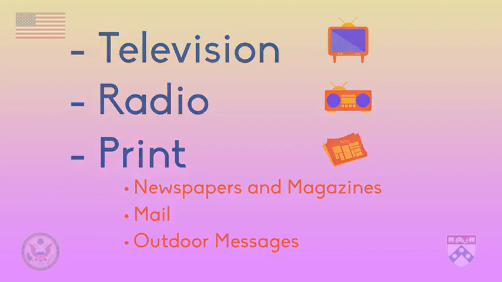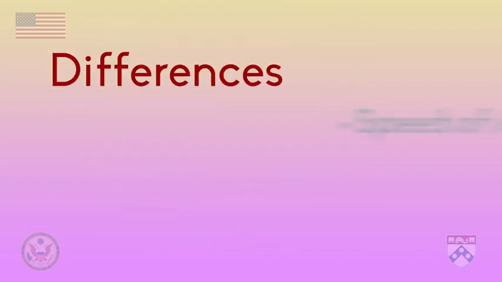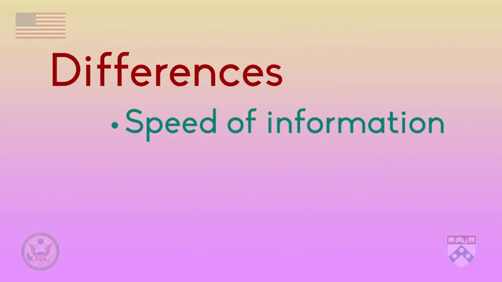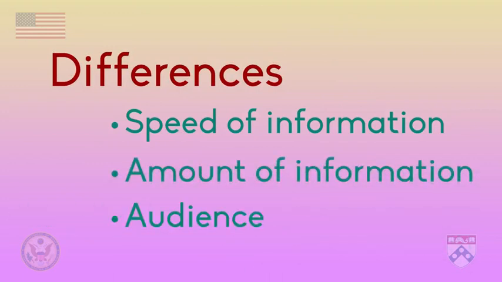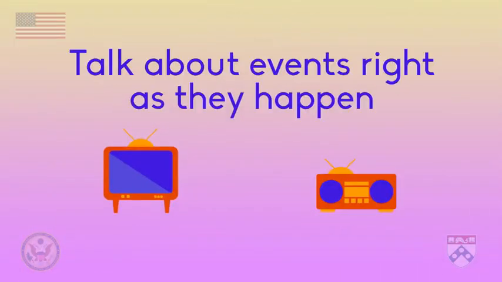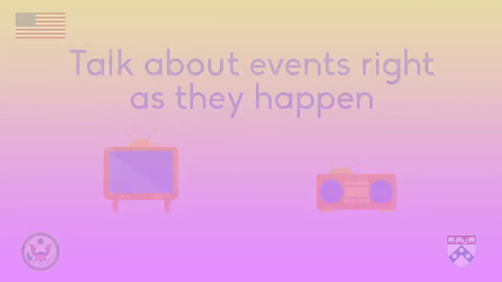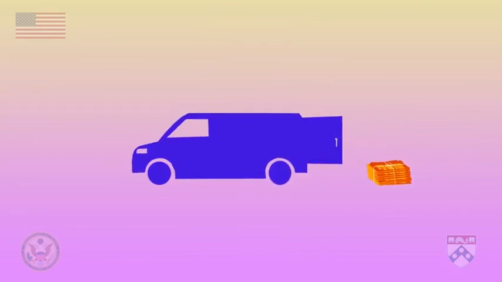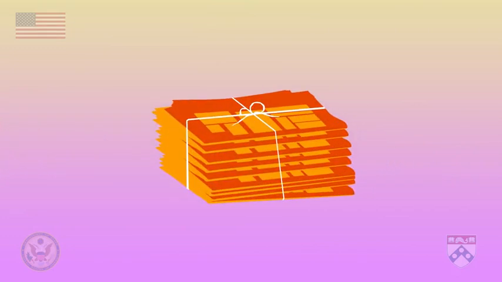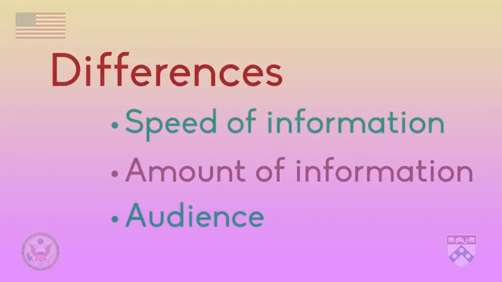There are many differences among the types of traditional media, including speed of information, amount of information, and audience. First, the speed of information, how fast each type of media can get information to people. Television and radio can talk about events right as they happen, while newspapers and magazines are slower because they have to be printed and then moved to different places, such as a newsstand or the mailbox of a home, before people can read them.